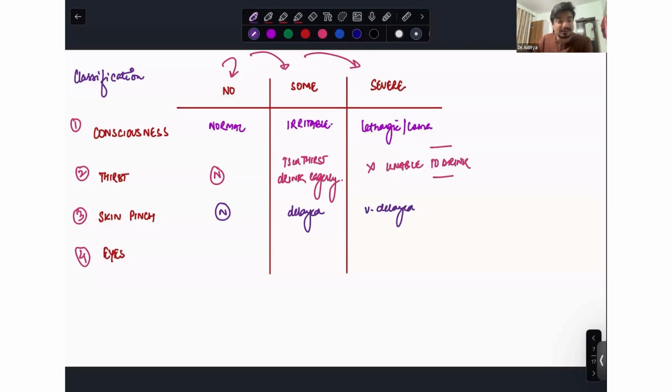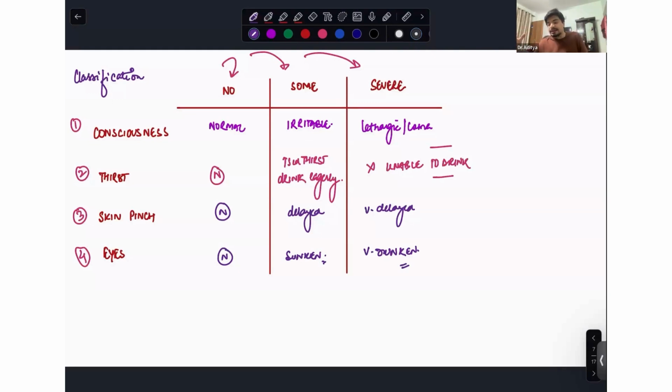In case of eyes, in no dehydration, eyes will be normal. In some dehydration, eyes will be sunken, sunk inside. In severe dehydration, they'll be very sunken. Again, severe, so very sunken.